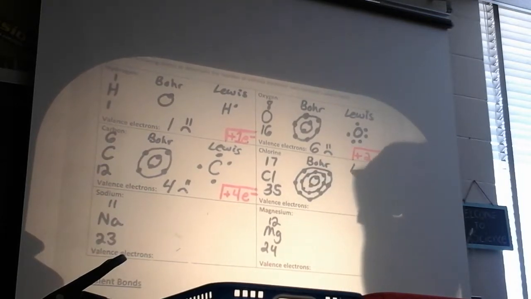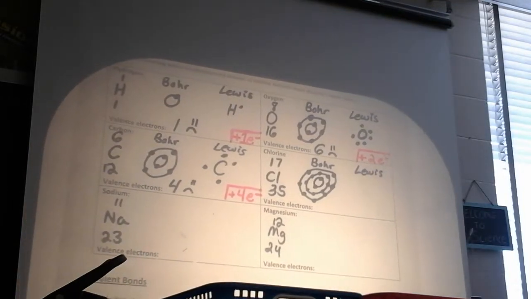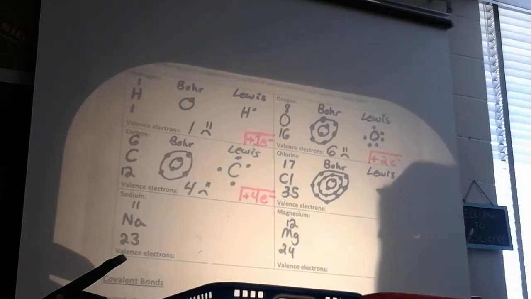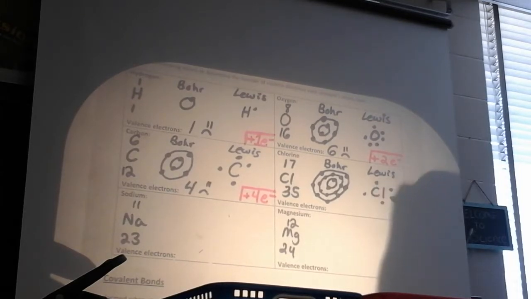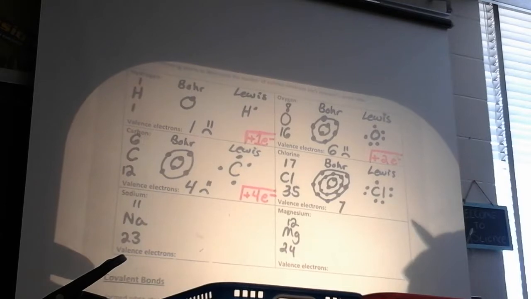Okay, so we're going to transfer that to our Lewis structure. Remember, we don't take all the electrons with us. We only take the ones that are on the outer shell, the valence electrons. And so for that, we're going to have Cl, our element symbol, and then 1, 2, 3, 4, 5, 6, 7. So chlorine, we know, has 7 valence electrons.